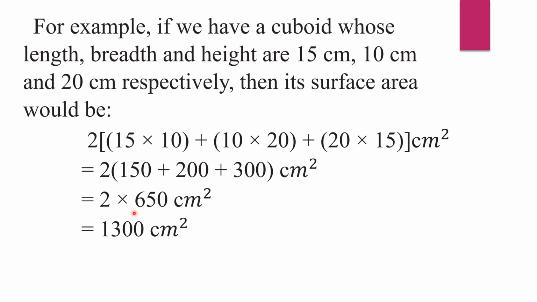Centimeter squares. That is equal to 2 of, by simplifying the three numbers in the brackets, what will you get here? 150 plus 200 plus 300, 650 centimeter square. Understood this step, my children? Right. That is equal to 2 into 650. What will you get? 1300. Yes, my children. So 1300 centimeters square. This is the surface area of the cuboid. Understood this point, my children?